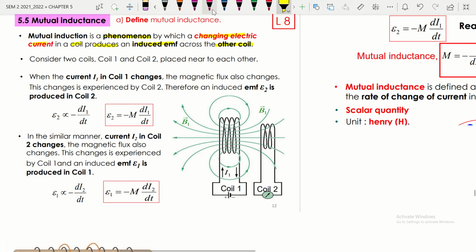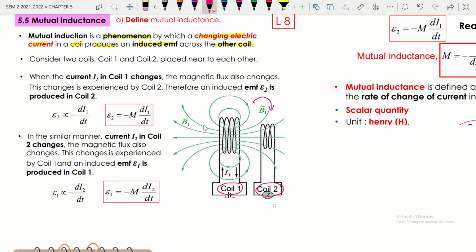Okay, what it means is, for example, you have two coils. For example, you have coil 1 and coil 2. Okay, contohnya, bila current in coil 1 change, maksudnya bila ada perubahan current pada coil 1, magnetic flux dia juga akan berubah. Dan perubahan ini akan dirasa oleh coil 2. Jadi, dia akan induce EMF dekat coil 2.